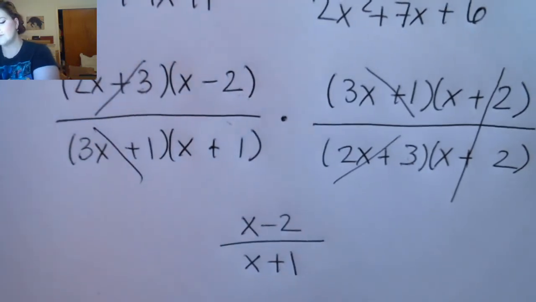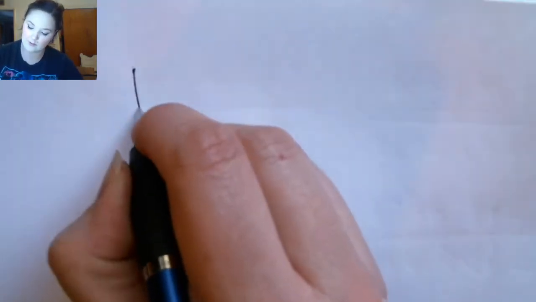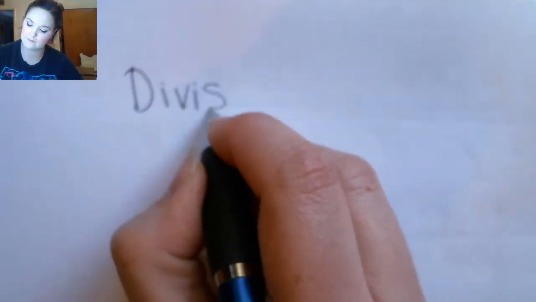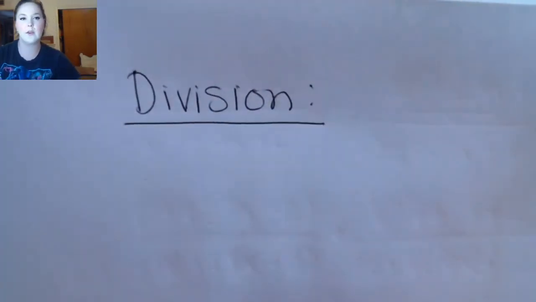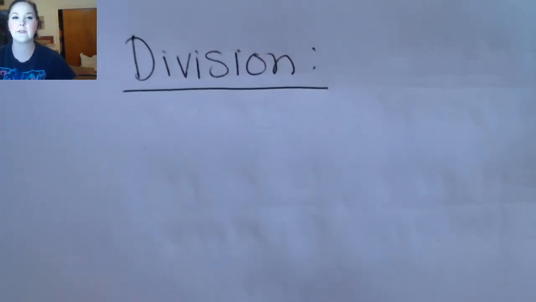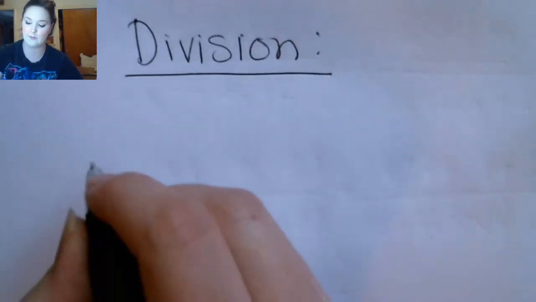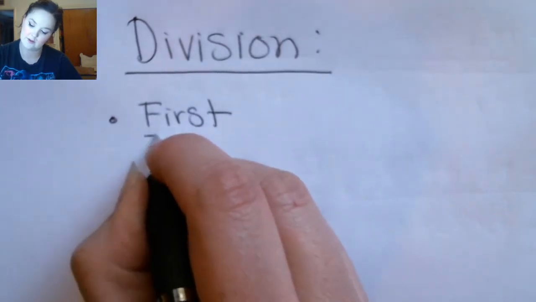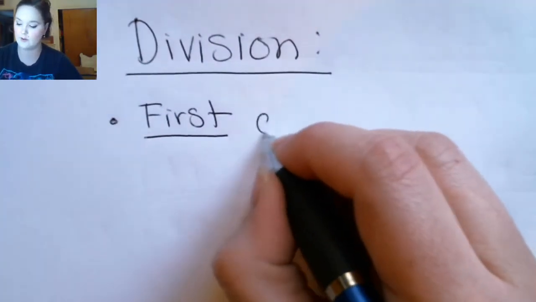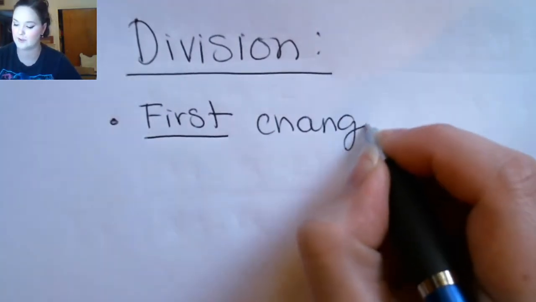All right. So a lot like simplifying, the difficulty of multiplication is largely based on how hard it is to factor. So let's talk about division. Now, division just has one additional step, and I'm going to highly recommend that you do this additional step first. The first thing you want to do is change to multiplying by the reciprocal.